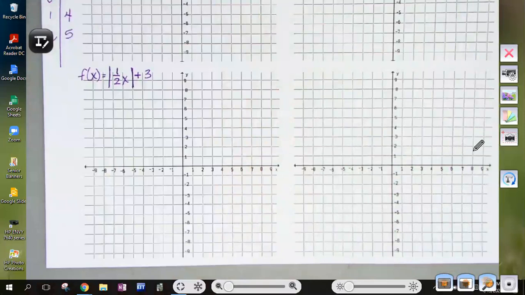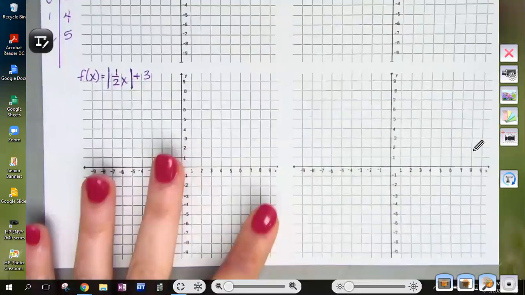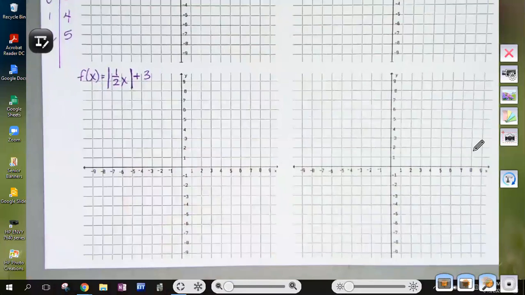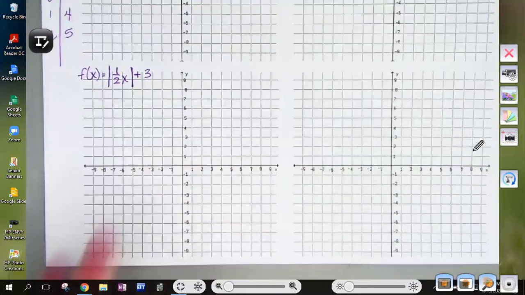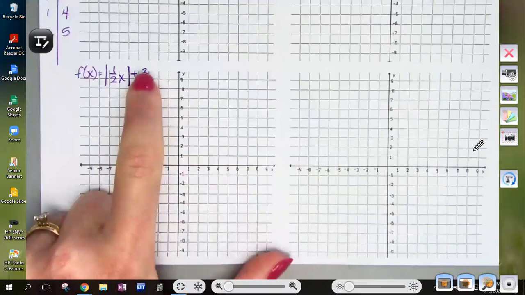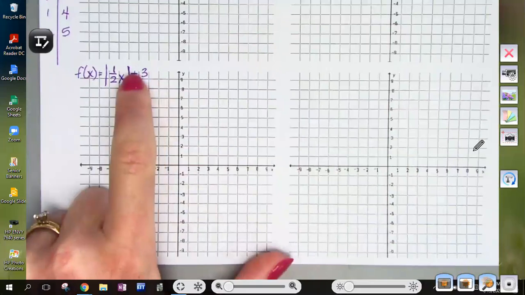Just know I didn't know these rules. I kind of knew of them, but I had to draw a table every single time I did any function because it was just a lot to remember. So if you don't remember all the rules, that's okay. That's why tables are our best friends. So first things first, I have a translation. I have plus 3.